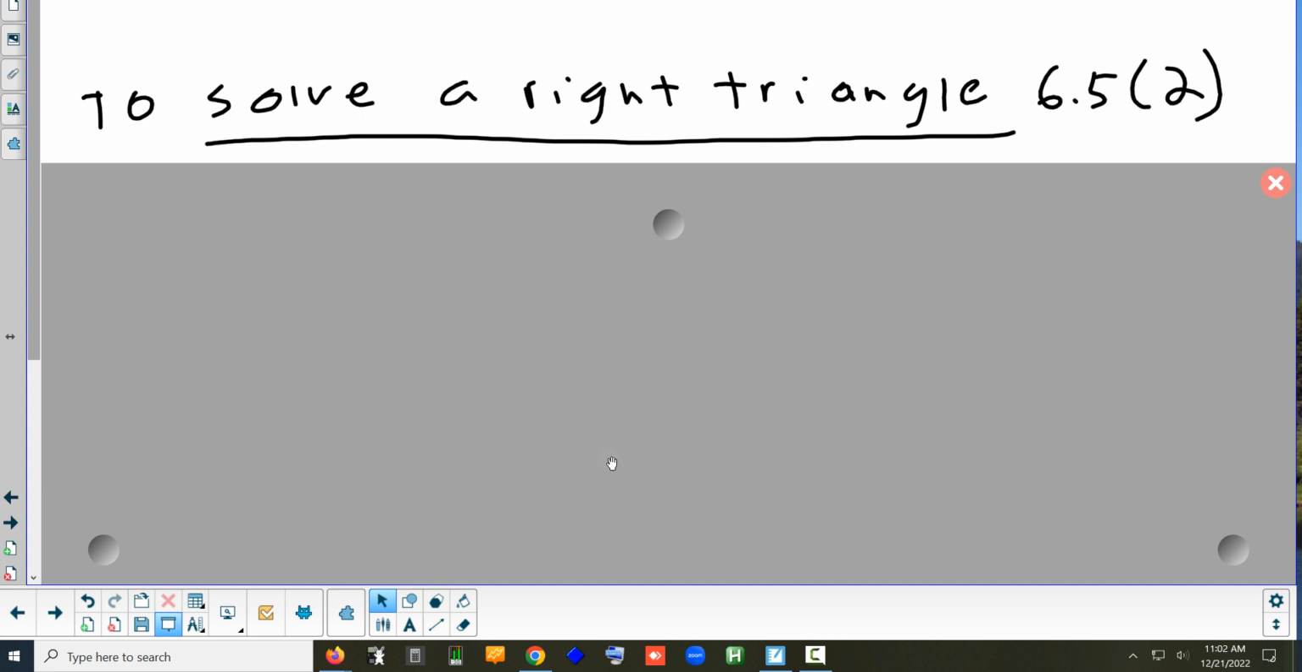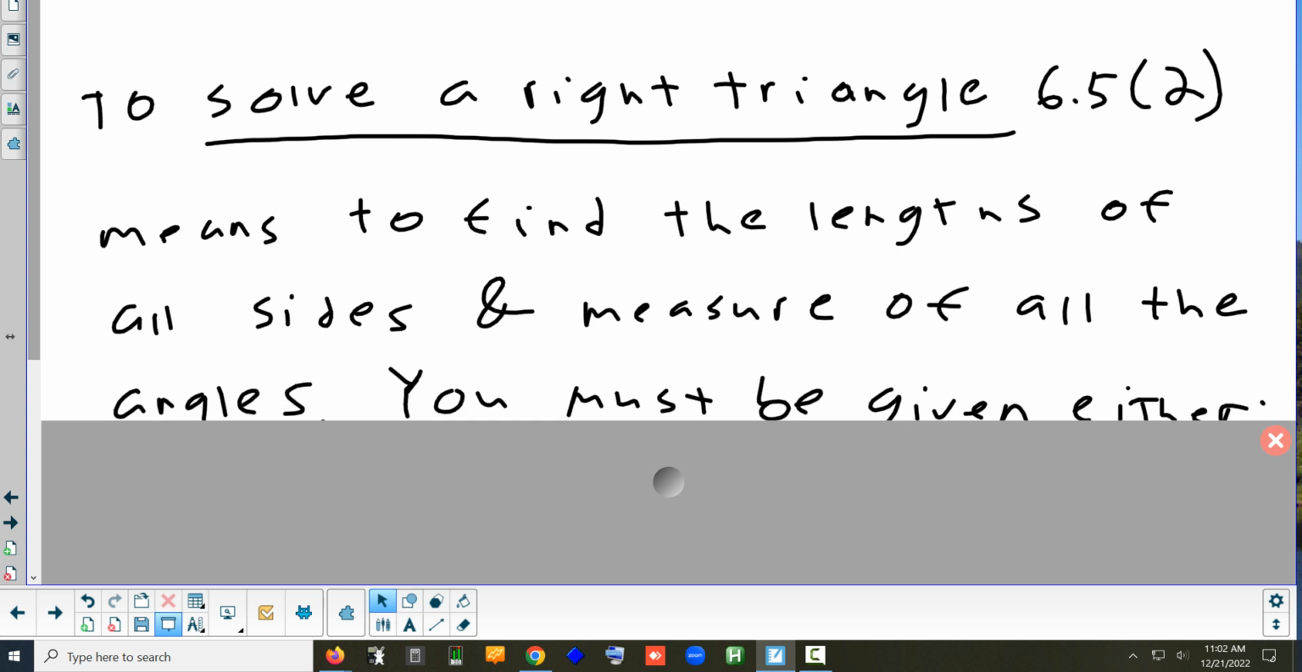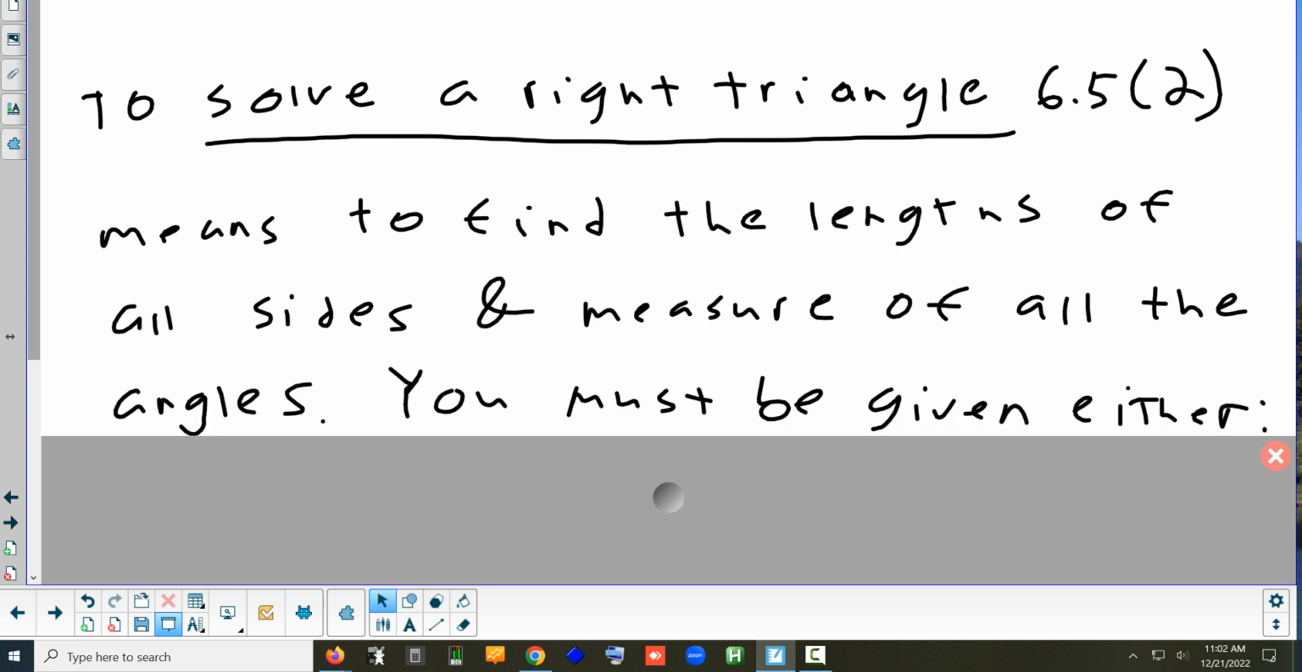All right, so the second part of 6.5, we're going to pick up with what's called solving a right triangle. What solving a triangle basically means is to find 6 things, all 3 sides and all 3 angles. Well, there's one thing that you're not going to have to find right away, and that's one of the angles, because we're dealing with a right triangle. So that means we're always going to have a what? A 90. Yeah, we're always going to have a 90. So there's one thing out of 6 we don't have to worry about.